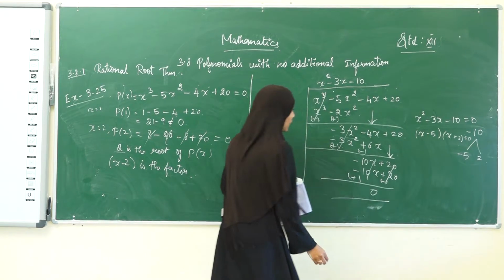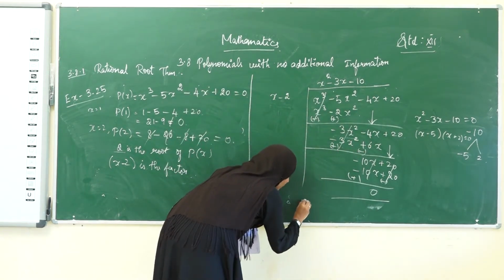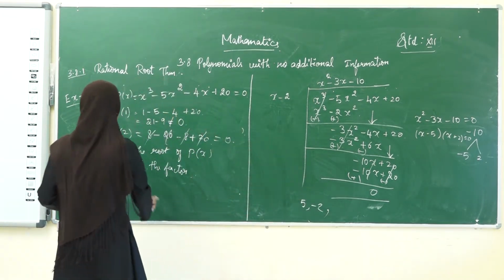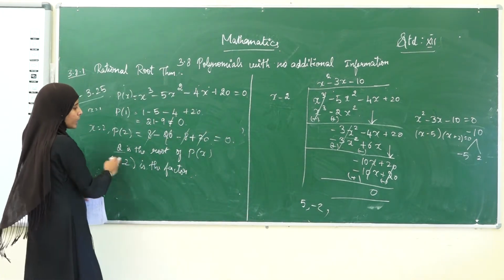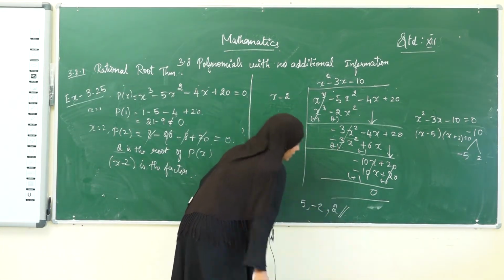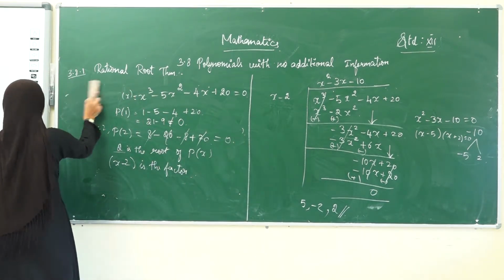So what are the 3 roots? The roots from this are 5 comma minus 2. The first root we had found at the start is 2. Therefore 5 comma minus 2 comma 2. These 3 are the roots of this equation. Okay.